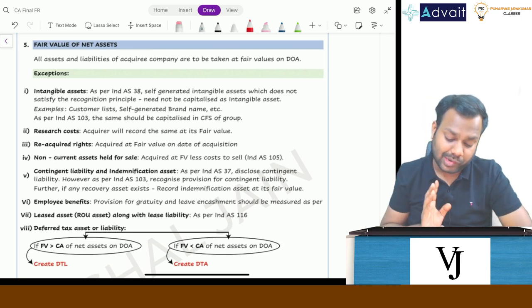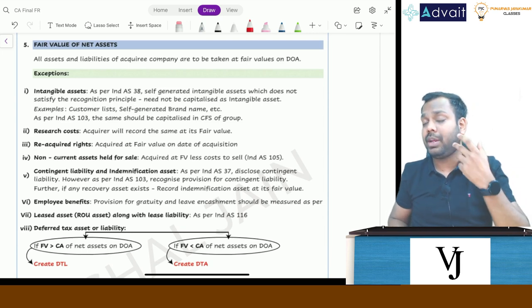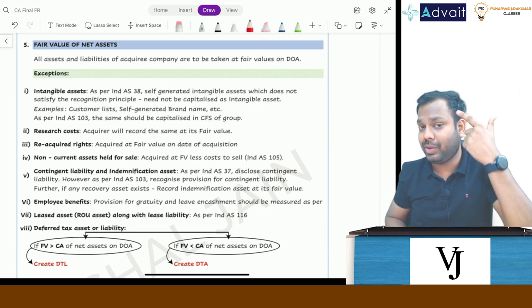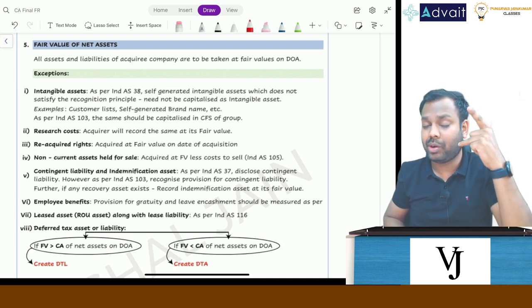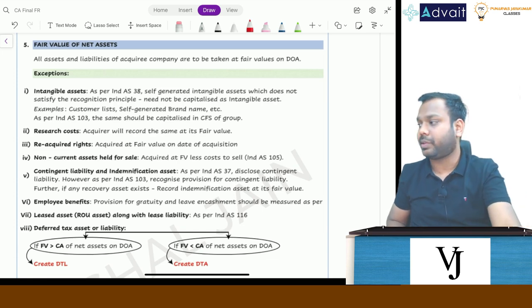But now we are starting the discussion of fair value of the net assets, because when calculating goodwill, we need the purchase consideration, we need NCI, we need net assets. We have already discussed the purchase consideration. We are going to discuss the net assets now. After that, we'll discuss the NCI. Okay, so let's start the discussion.